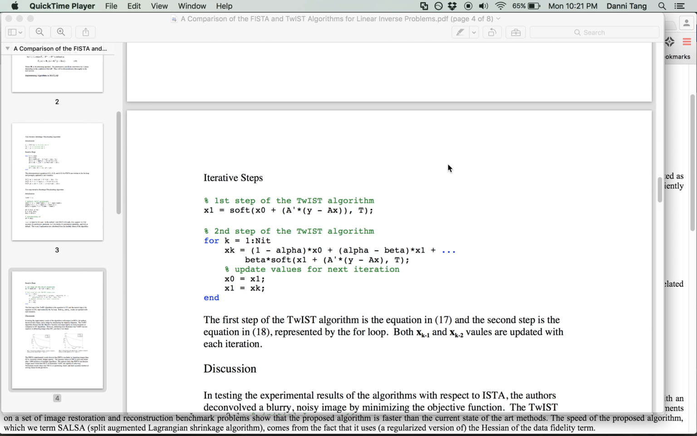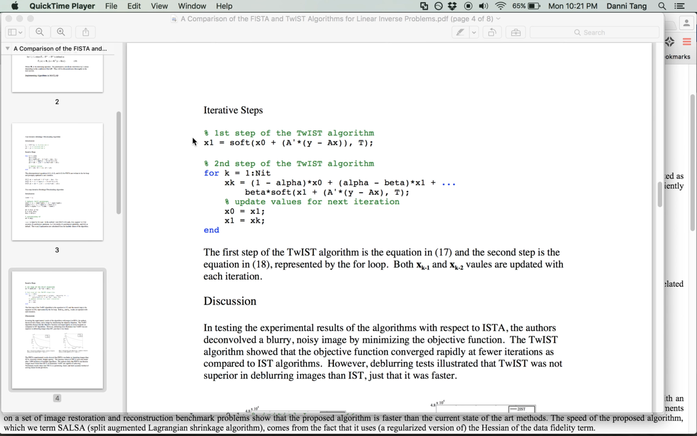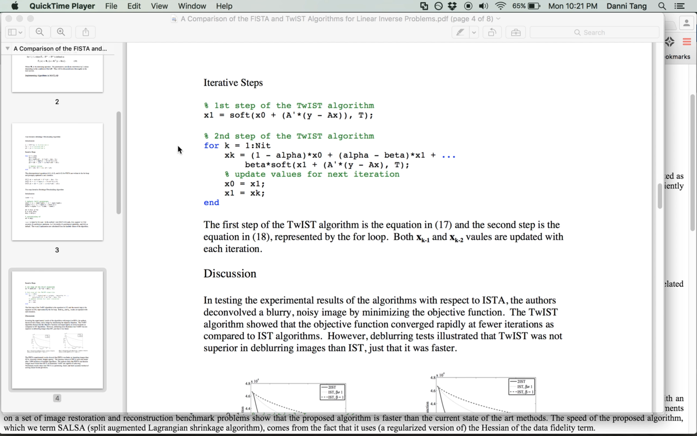And then the actual TWIST algorithm, the two steps: the first step is just an equation, and then the second step is in the loop. So you want to loop through the second step, which uses the x of k minus 1 and x of k minus 2 values, and then you update them in the loop.